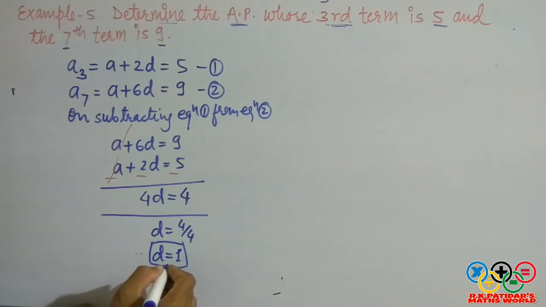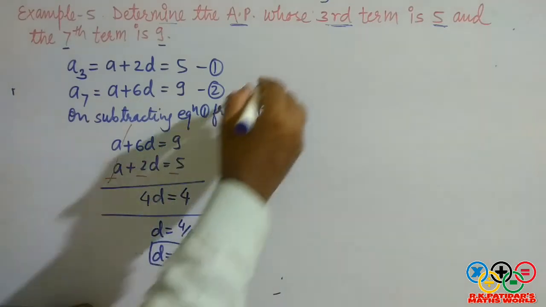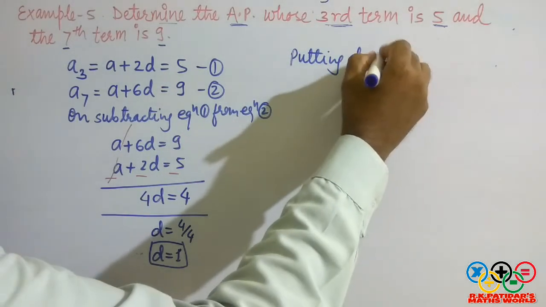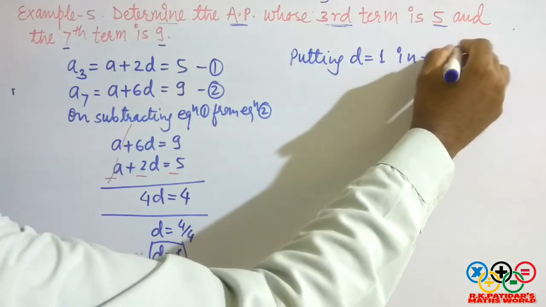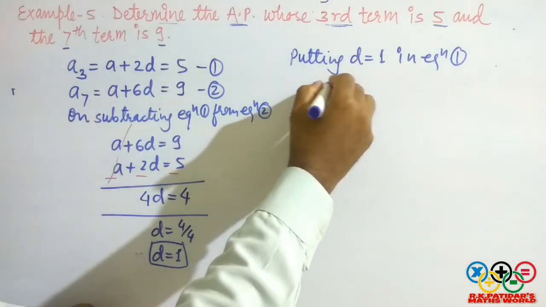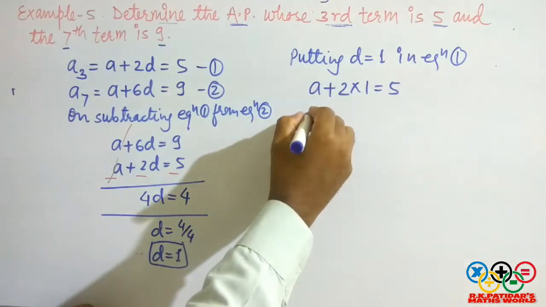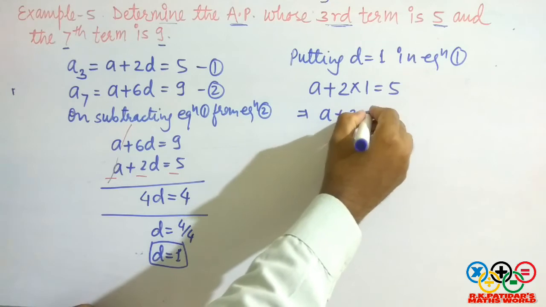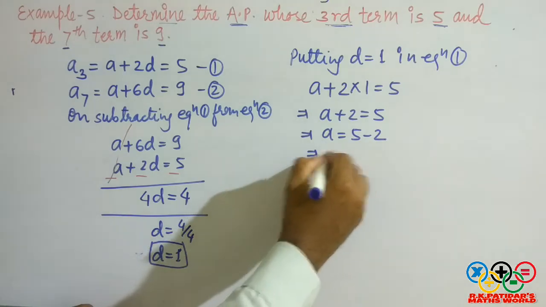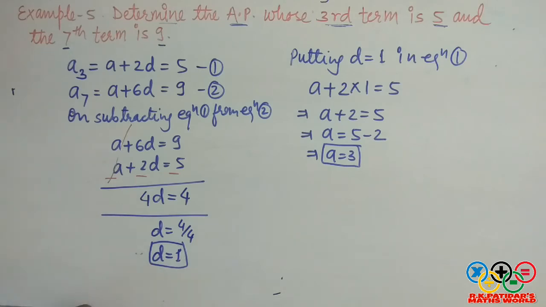Okay. Now you have to put the value of d in one of the equations, either in 1 or 2. So putting d is equal to 1 in equation 1. If you will put the value of d in equation 1, so what we get? A plus 2d, and d is what? 1. 2 into 1 is equal to 5. A plus 2 is equal to 5. So a is equal to 5 minus 2, that is a is equal to 3. So what we get? A is equal to 3 and d is equal to 1.